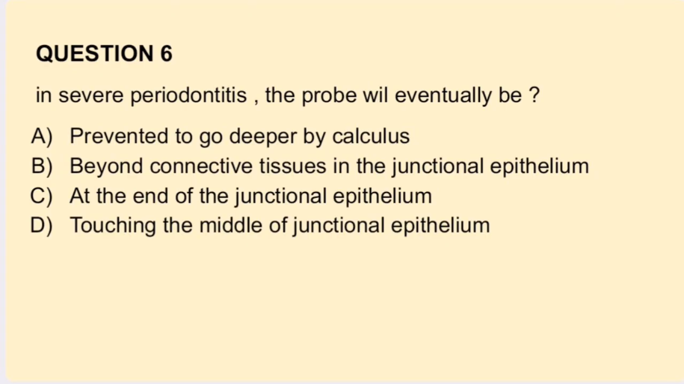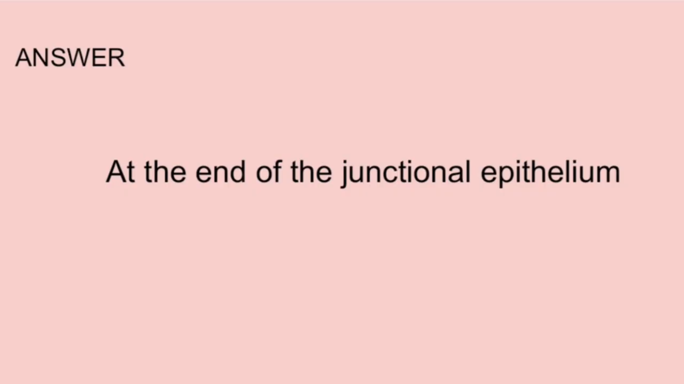Question 6. In severe periodontitis, the probe will eventually be A. Prevented to go deeper by calculus, B. Beyond connective tissue, C. In the junction epithelium, at the end of the junction epithelium, or D. Touching the middle of the junction epithelium. The answer is at the end of the junction epithelium.